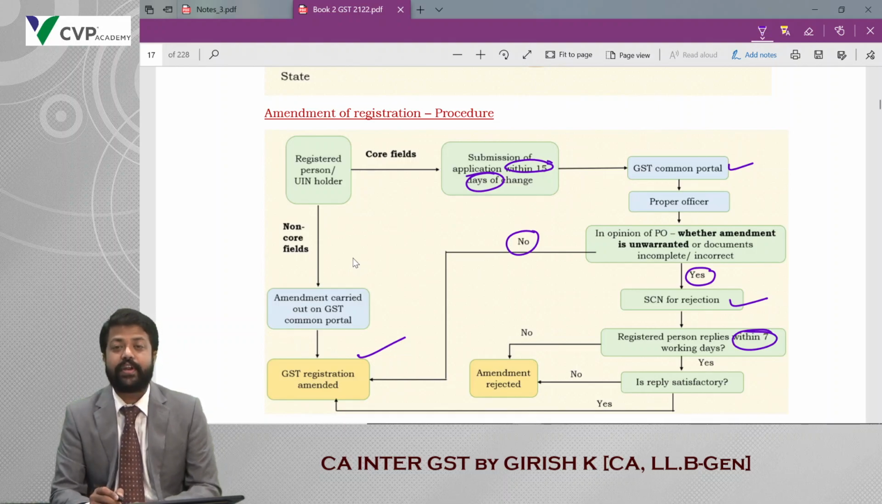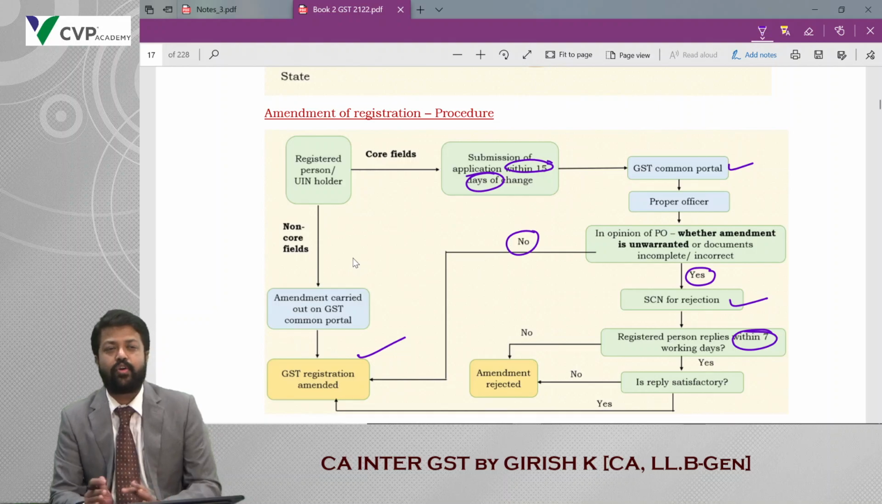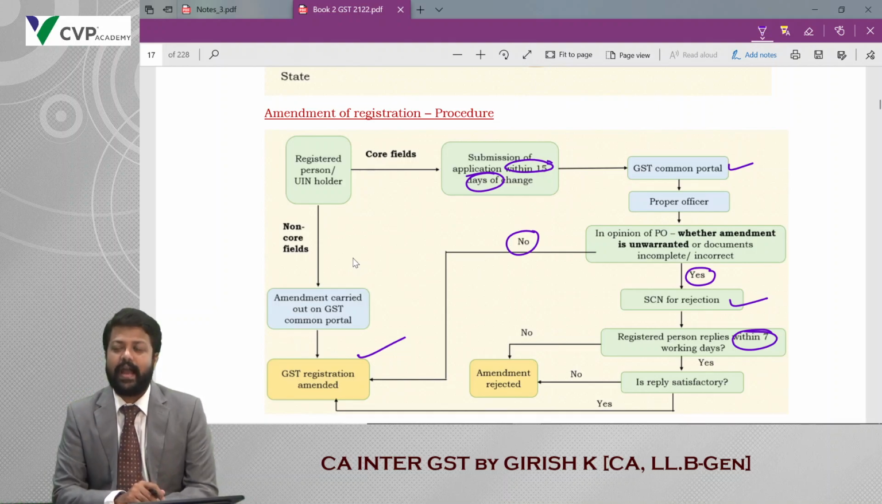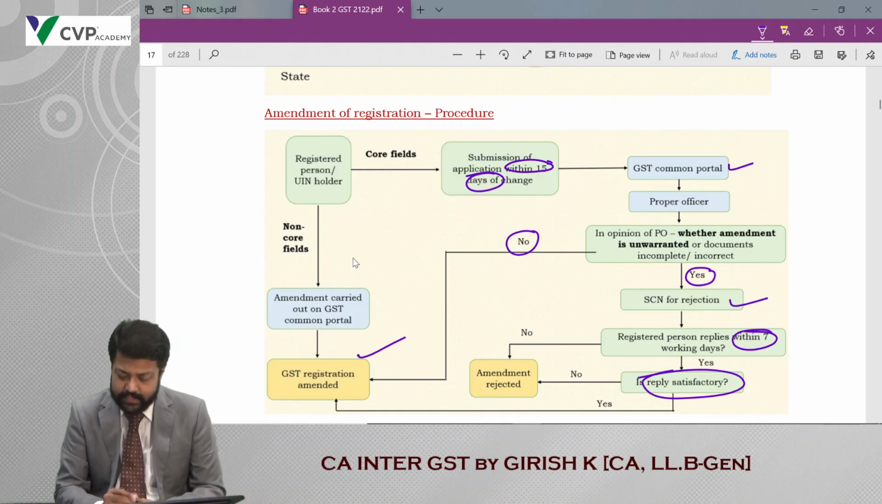Now this is 7 working days, meaning Saturday and Sunday are not included, and based on that response, whether satisfactory or not, the decision is made. In the example I gave, the new additional place of business is added and the lease agreement is enclosed, but the lease agreement is so badly scanned that none of the details are visible on the face of the scanned document. So he will issue a show cause notice and ask you to attach a fresh scanned document. This time you properly scan it and attach the details, the reply is satisfactory, and hence the application is granted.